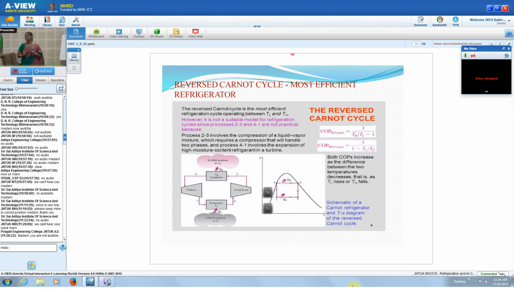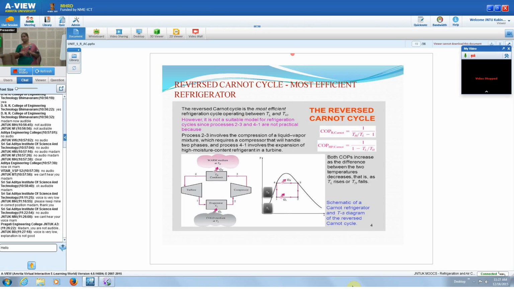The TS diagram is just represented by a rectangle, without the curve, with straight lines and the solid line. And for the reversed Carnot cycle, you can find out the COP of the refrigerator. That is nothing but the refrigerating effect produced in the evaporator divided by the work input.